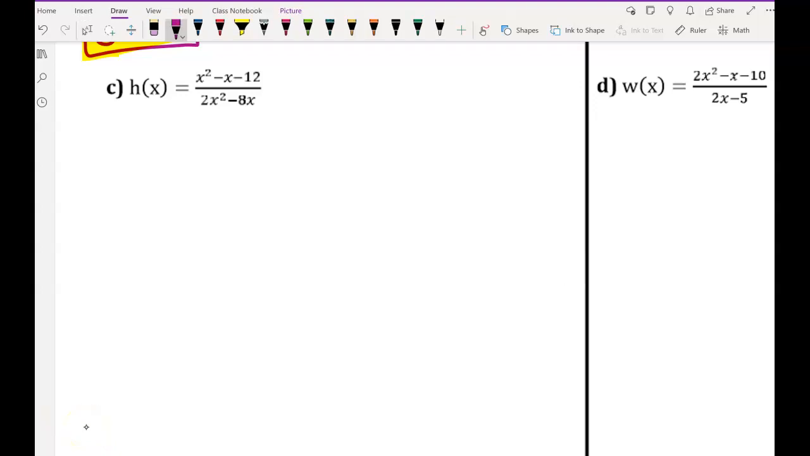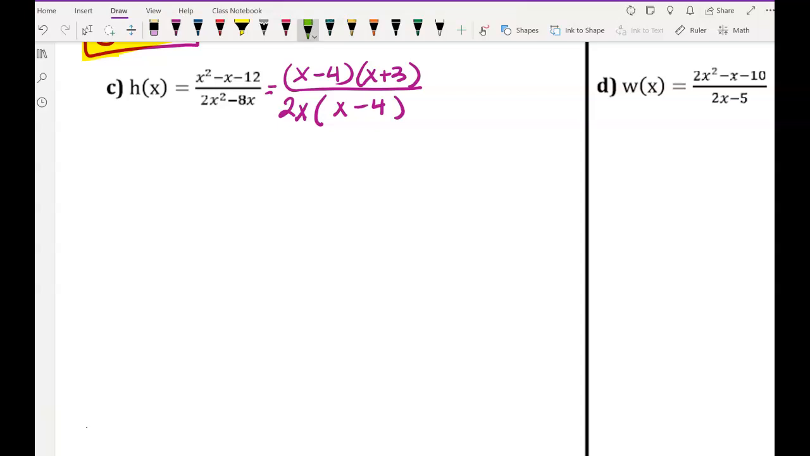All right, C says h of x equals x squared minus x minus 12 all over 2x squared minus 8x. And again, guys, first step is always factoring, okay? So take a minute to factor this out. Hopefully by now, you guys are really good at factoring because I feel like this whole unit, all we do is factor. At the bottom, the first thing I'm going to check for is GCF, which is 2x. Take that out. So that means we're going to have x minus 4 left.